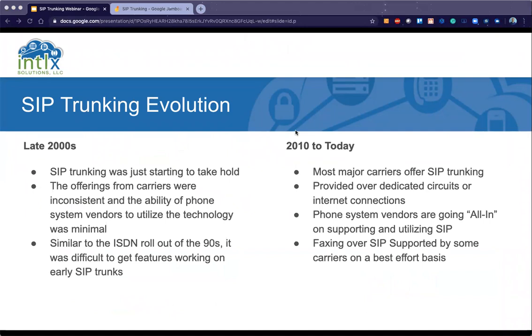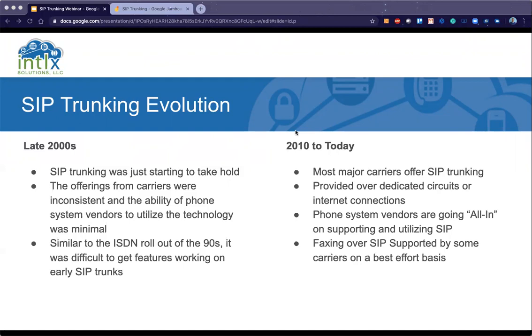For those of you who have maybe been working with this technology for a while, SIP trunking really in the late 2000s is when we started seeing a lot of early adopters out there, from a carrier perspective, and also from a customer perspective, people wanting to take advantage of SIP trunking and the benefits, even realizing it back then. The challenge we ran into, and I was part of a lot of early cutovers to SIP trunking from like 2006 to 2009, was that the offerings from the carriers were kind of all over the place.